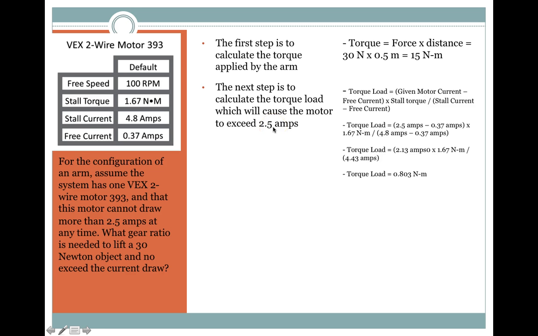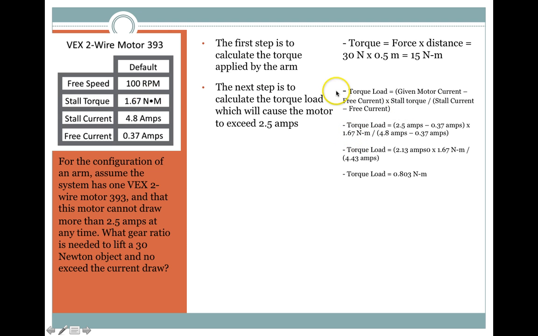The next step is to calculate the torque load, which will cause the motor to exceed 2.5 amps. So our torque load equals our given motor current minus free current, times the stall torque, divided by the stall current minus free current. Our given motor current is 2.5 amps. Our free current is 0.37 amps, times 1.67 newton meters. That's our stall torque.